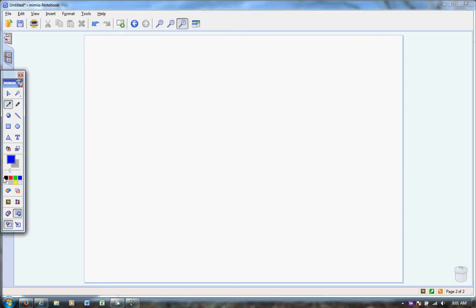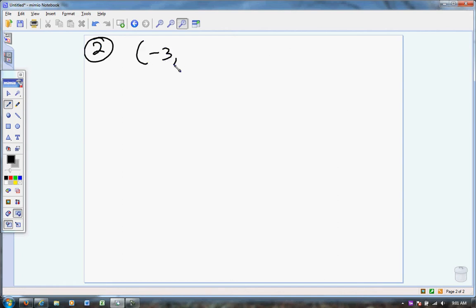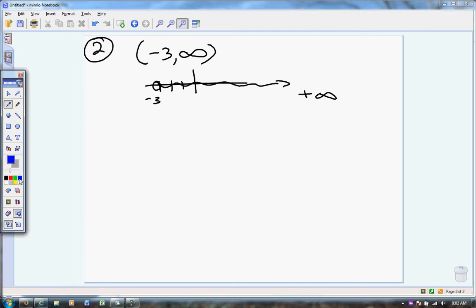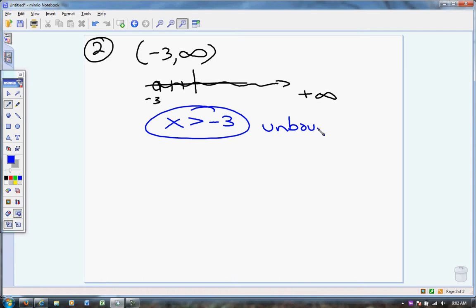Let's look at another one. (-3, infinity). Well, if we were to look at a graph of this one, it'd be real easy. Here's -3. We're not including -3, and we're going to forever. Infinity is forever to the right. So if I wanted to write an inequality for this one, we don't have a sandwich, do we? We're not sandwiched between two values. We're just describing all of the x's that are greater than -3. And this one is unbounded. Remember I told you they might ask you if it's bounded or unbounded? This one's unbounded because it could go forever to the right.